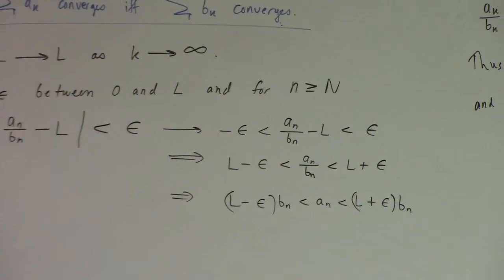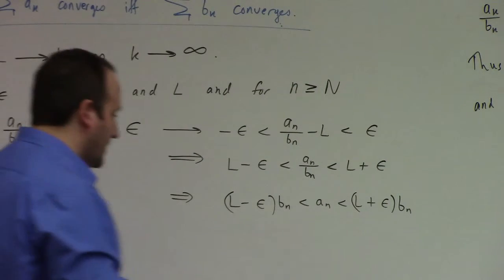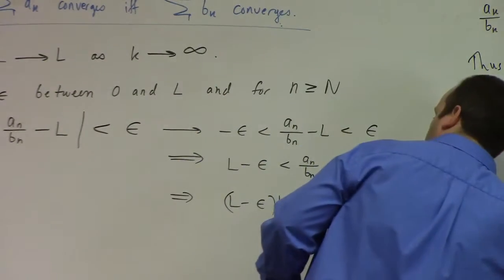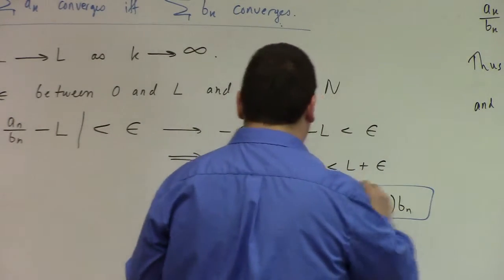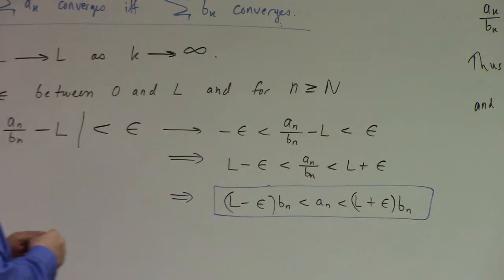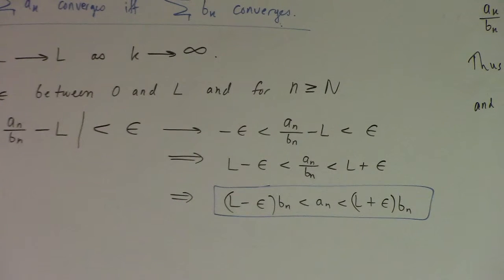And once you have that inequality, notice that the L minus epsilon and the L plus epsilon are both positive, right? These are both positive numbers. Once you have this inequality, you can just think about this inequality and the results of the theorem become obvious. Once we have this, then we can use the basic comparison test to complete the proof.